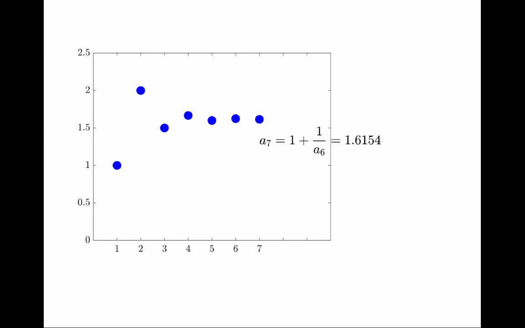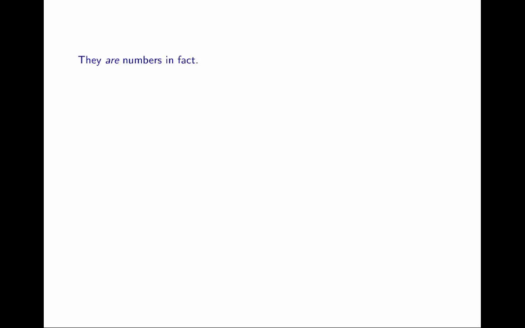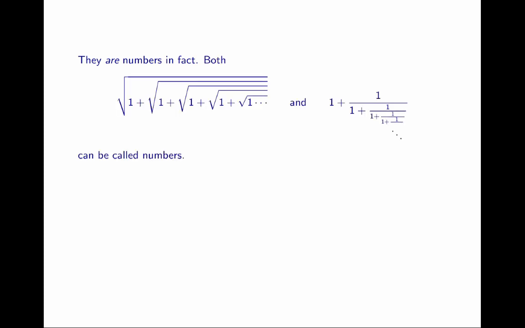It seems to bounce around a little bit, but it does seem to settle on a number. But we've only taken 10 steps on our path toward infinity. How do we know that it gets arbitrarily close to a number and stays there forever? So in fact, both of those are numbers. Both that object and this other strange object with the infinite hidden in their dot dot dots can actually be called numbers.